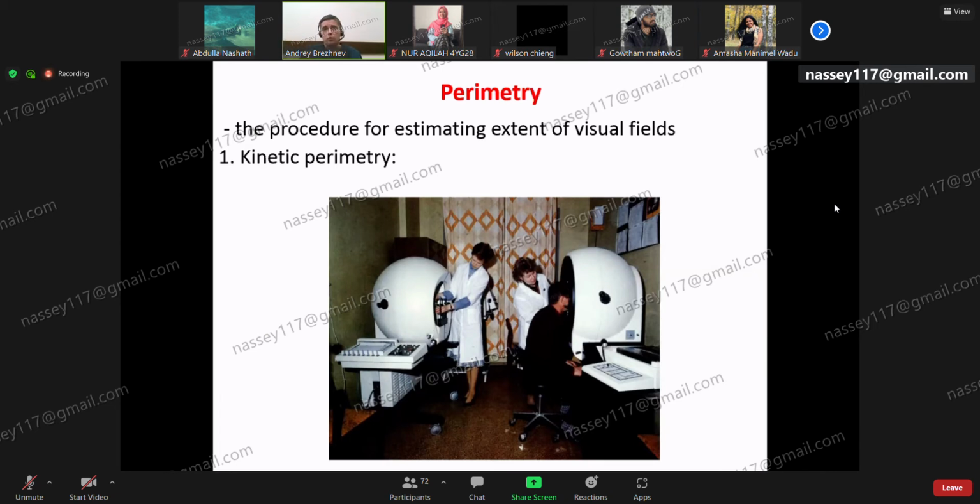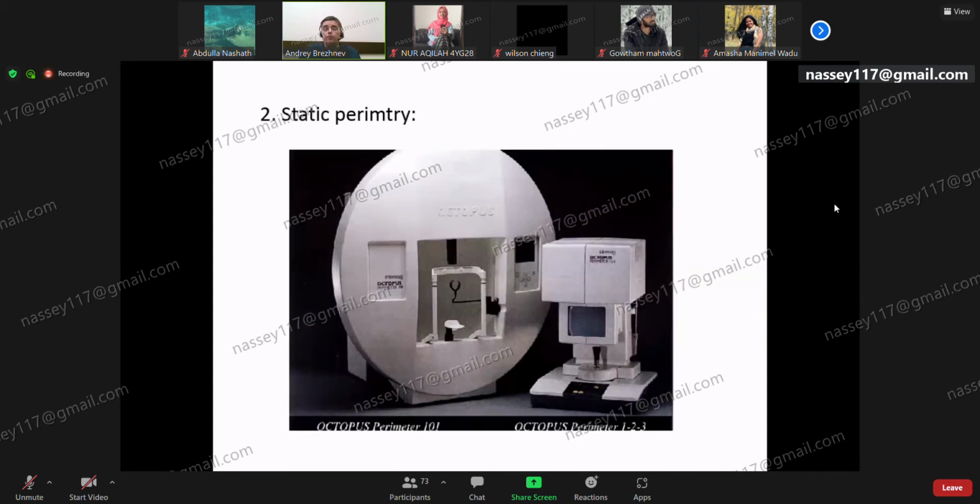Now, of course, we use computer perimeters. The task for the patient is to press the button when he can see the object, and if he can't see, no need to press. And then the computer will give you the result in the form of special schemes, and you can make a conclusion about the patient's visual field.